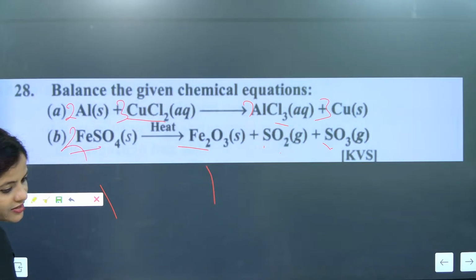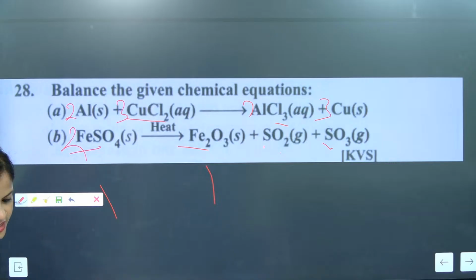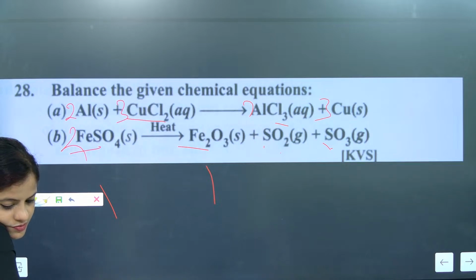What is the doubt? Yes, balanced. After that it is getting balanced. Shall we go for the next one, please?